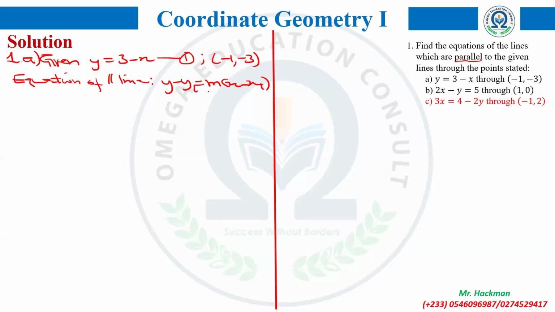So in this case, we find m from equation 1. My m will be equal to negative 1. Do you agree? It is the coefficient of x, because it's already in the gradient-intercept form. So at this point, this implies that y minus y1, y1 is minus 3, so y minus minus 3 is equal to my gradient, which is minus 1, into x minus x1. x1 is minus 1, so it will be plus 1, minus minus. All correct?